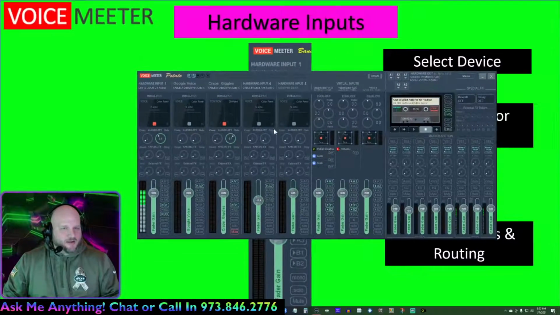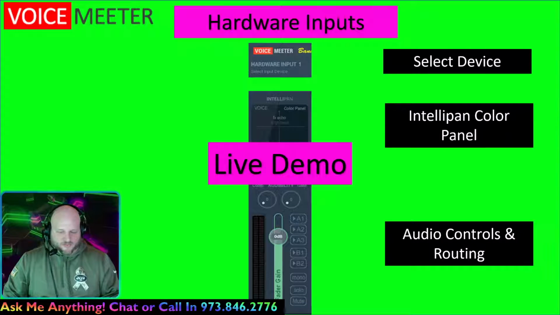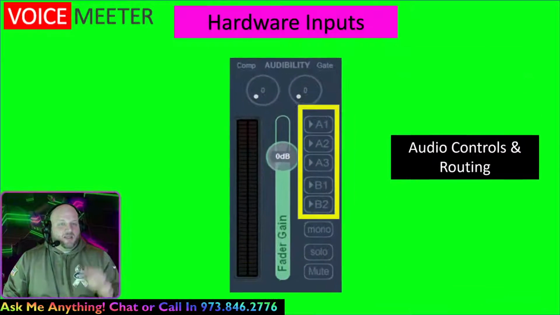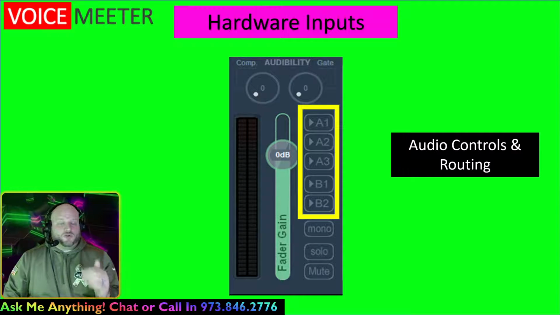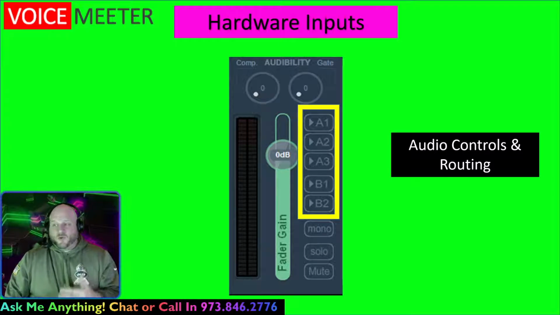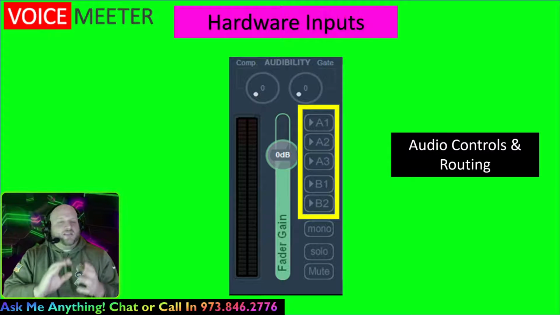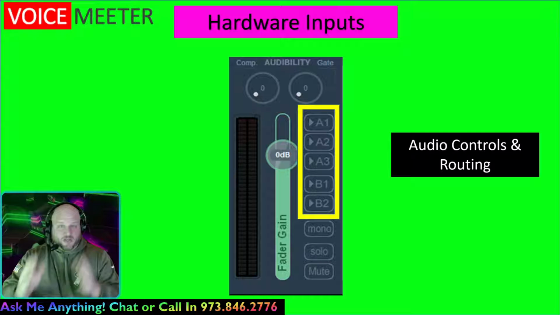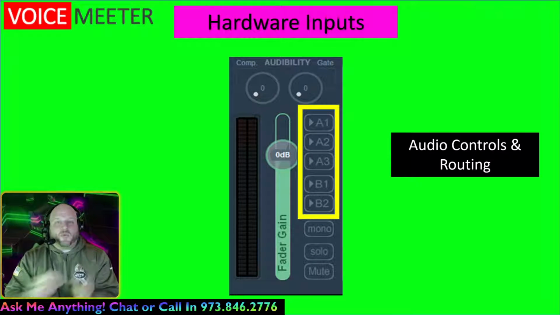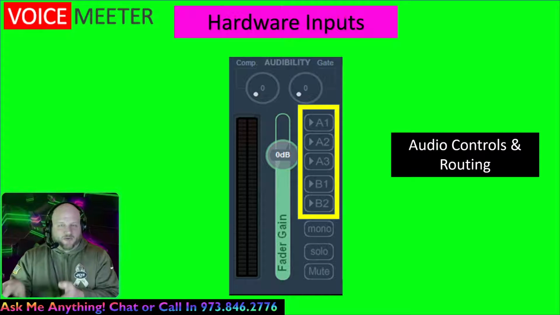All right, let's zoom back out here. I think that is as far as we're going to go in the live demo. Then I have a couple of other fun things planned for you. So let's get down to the lower section, audio controls and routing. A1, A2, A3, B1, B2, or A4, A5, and B3 if you got Potato, this is what is going to send it out. So you're in your hardware panel, and you want to route your input out somewhere, right?